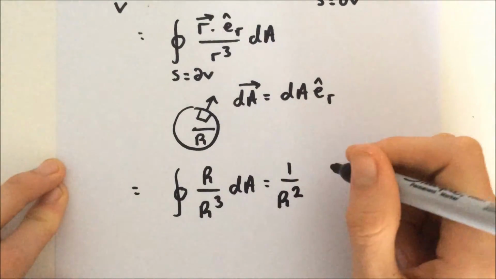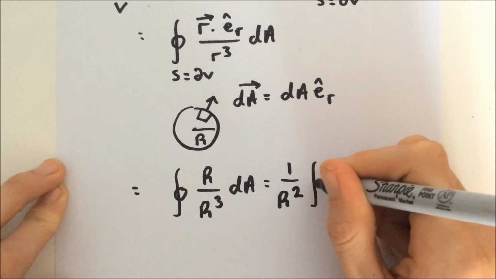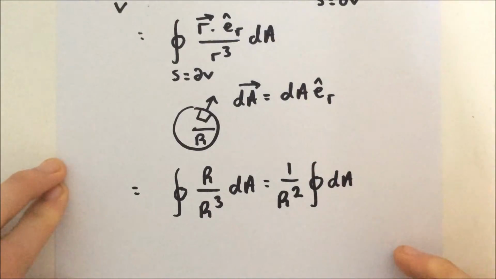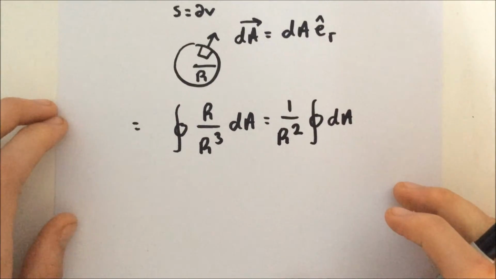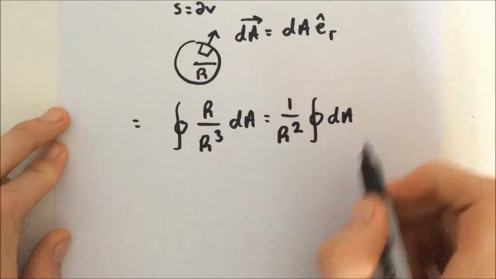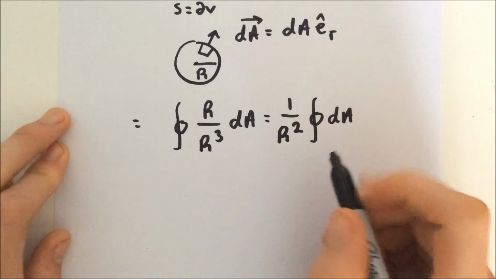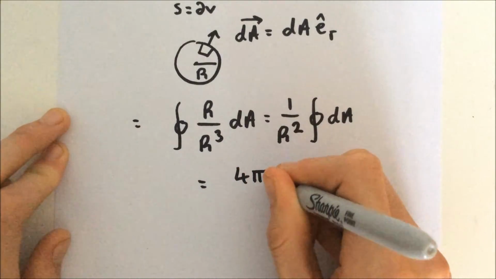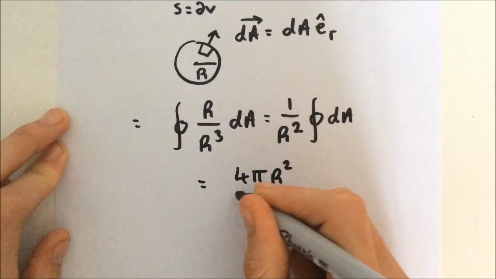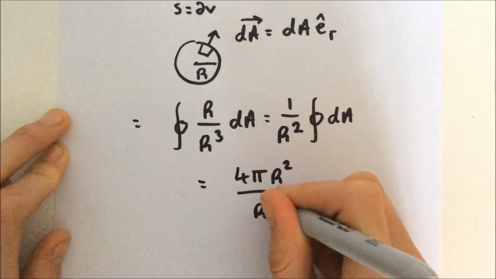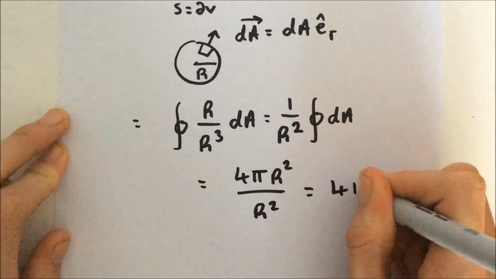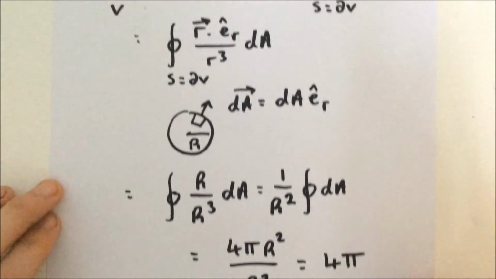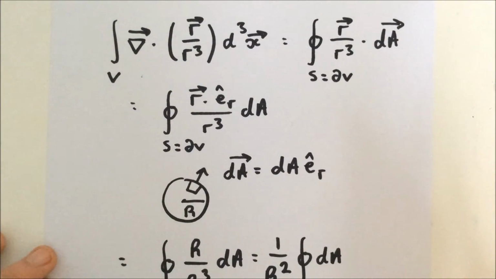And then we have the integral of dA, like so. So that's very simple. We just find the total surface area of our sphere, and that becomes 4 pi r squared divided by r squared, which is equal to 4 pi. So using the divergence theorem, we got 4 pi.